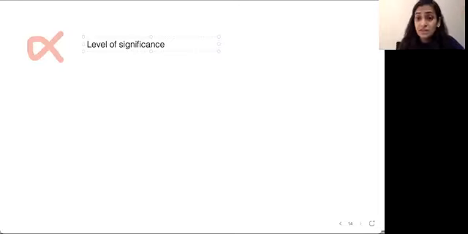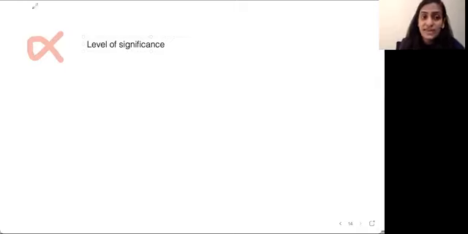So level of significance is your alpha. Most of the time, your alpha is set at 0.05 unless 0.01 is mentioned. If it's 0.01, that means 1% chance of error is allowed, and 0.05 means 5% chance of error is acceptable. Now, what is a p-value?